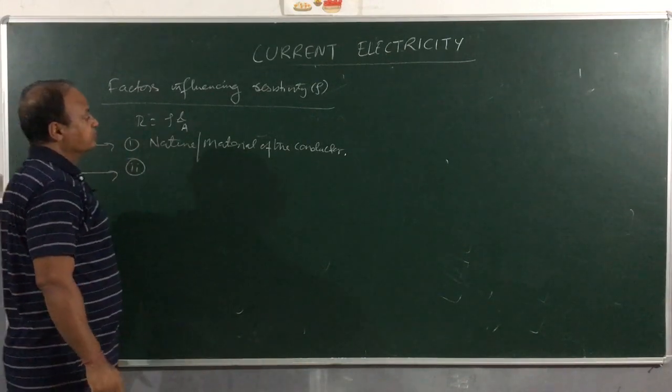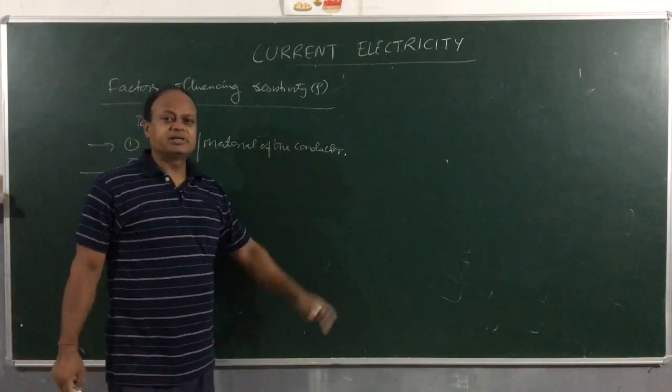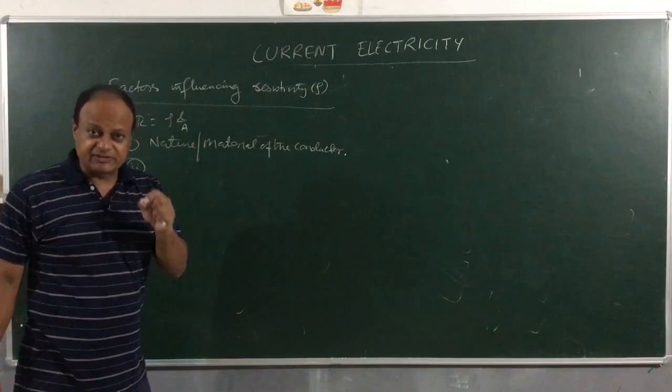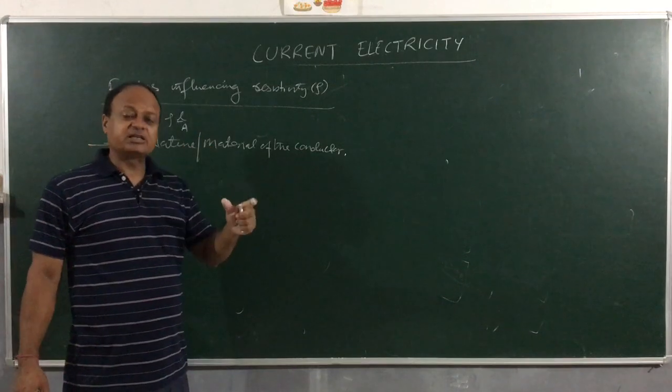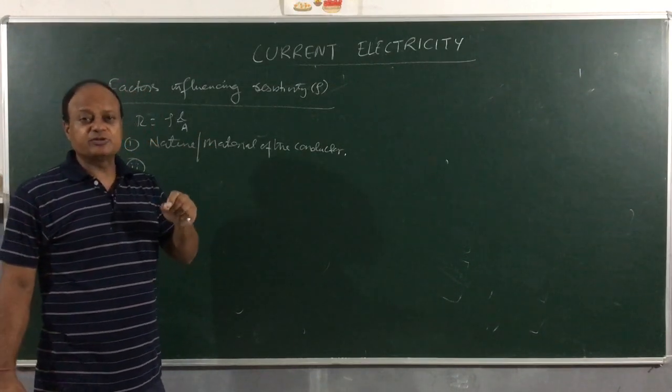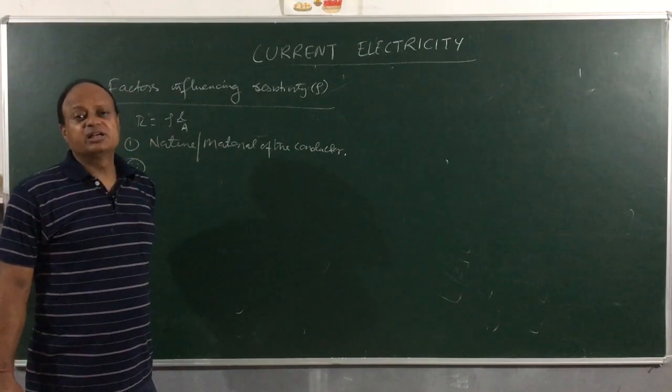Now, for example, metals have low resistivity. Alloys have more than that of the metals, which is important for you to know, and non-metals have very large resistivity.